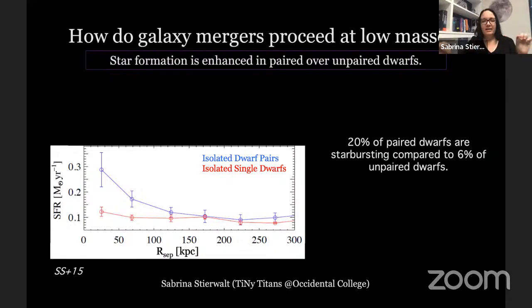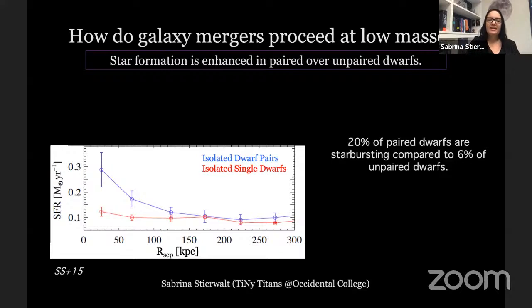If you look at the blue line, it's our Tiny Titans dwarf pairs. So pair separation is on the bottom. Given that we don't have any other information, no modeling information, we use pair separation as a proxy for merger stage. So farther apart is earlier in the merger. As the merger progresses, they get closer together. So you move towards the left on this plot. And you can see that the star formation rate in these galaxies goes up as they get closer together. The blue line goes up. Now, the red line, we wanted to see, would this happen anyways for the dwarf galaxies that aren't in a pair.